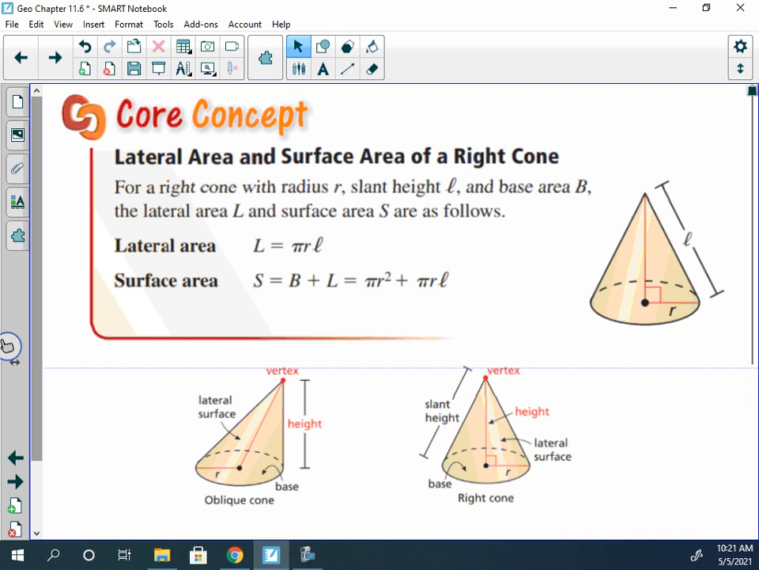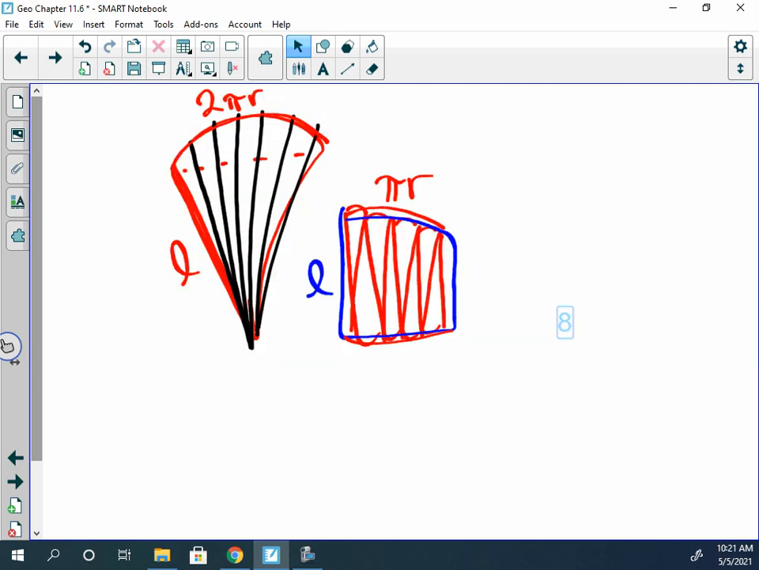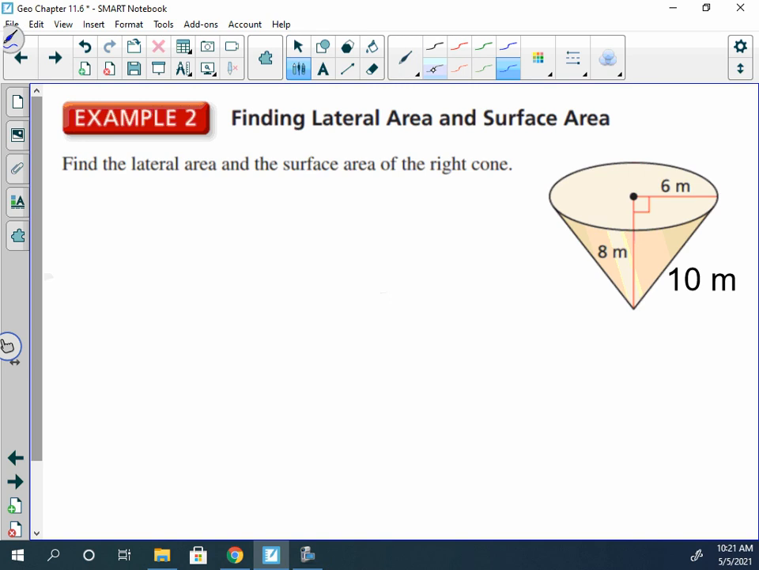pi r L. That's actually how they got the area for the lateral faces, which is kind of ingenious. I mean, actually figuring out a way to find this, especially since this here has a curved edge. So really, for any cone, the surface area is equal to pi r squared plus pi r L. Just like with cylinders, we do have an exact formula for this.